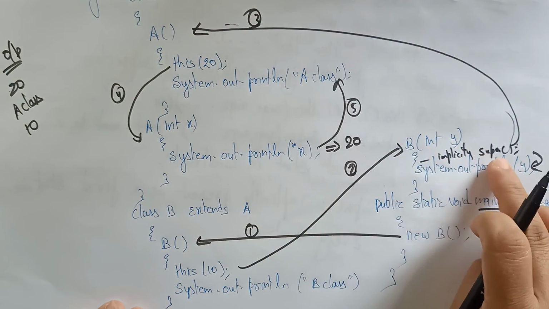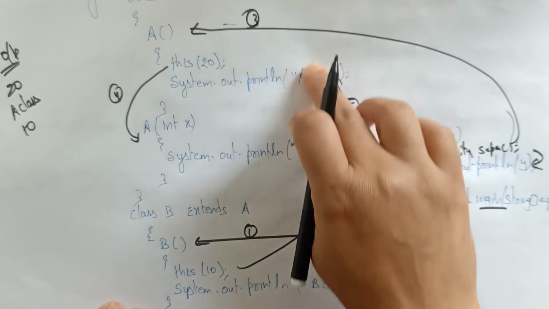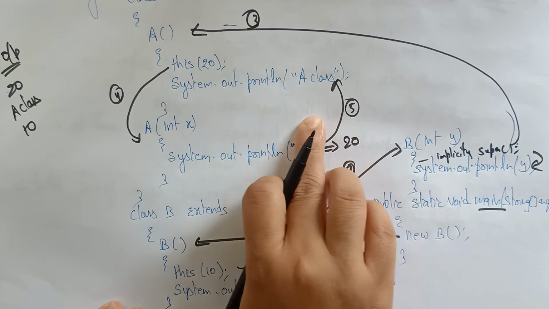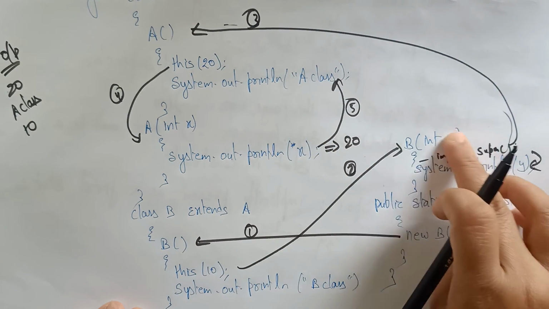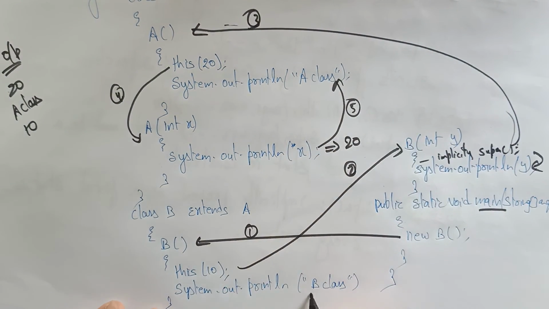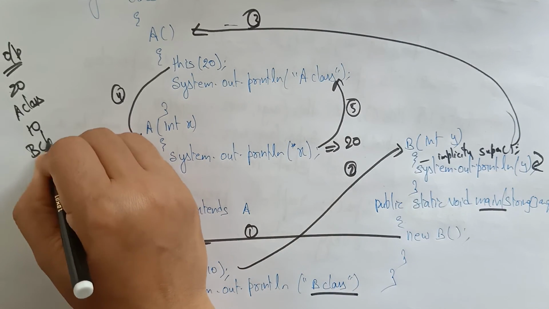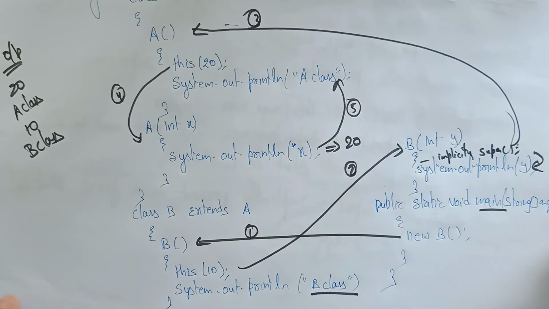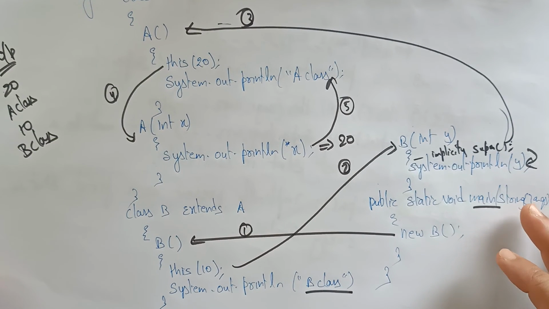So it goes to the super and executes all the A class statements. Then it prints y. After completing this, it will print the next statement, that is B class. So this is how the program is executing here.